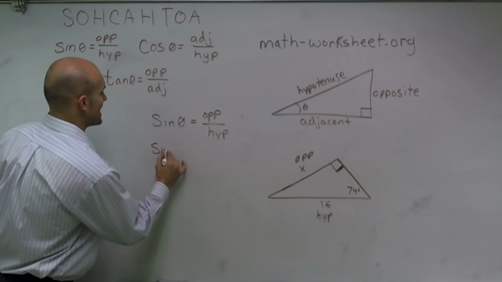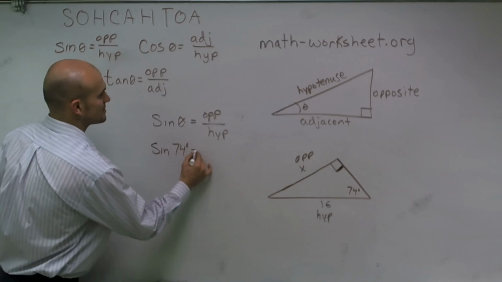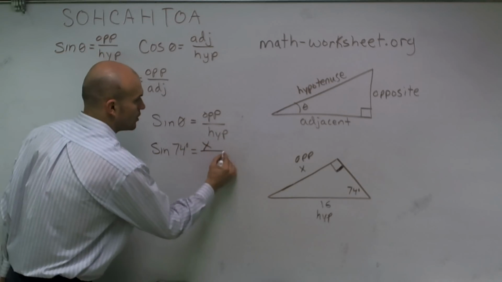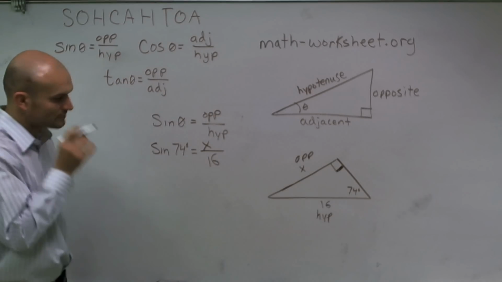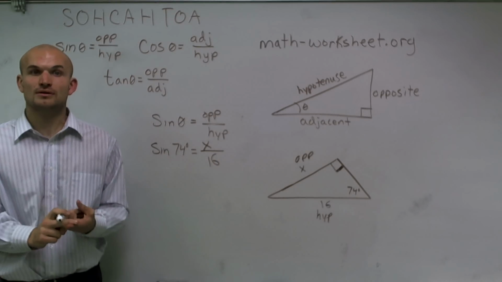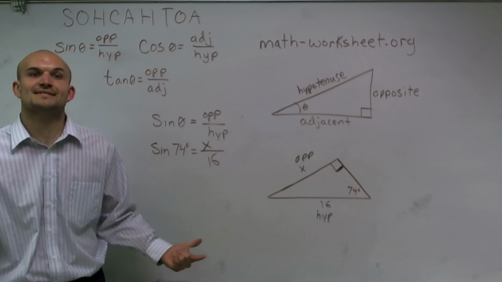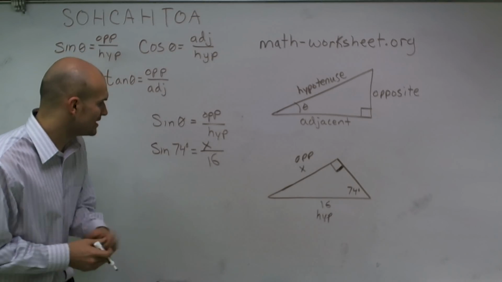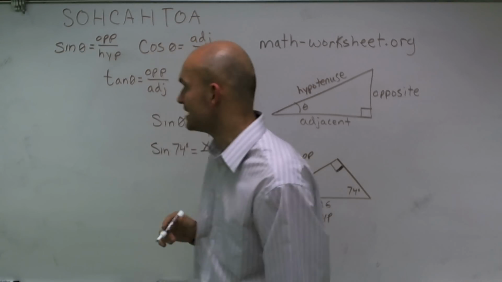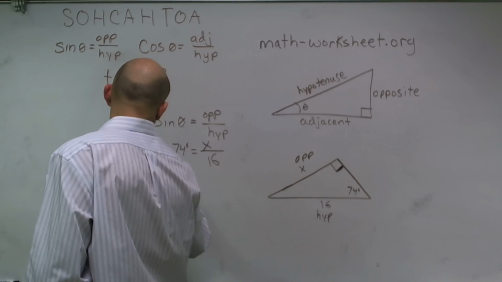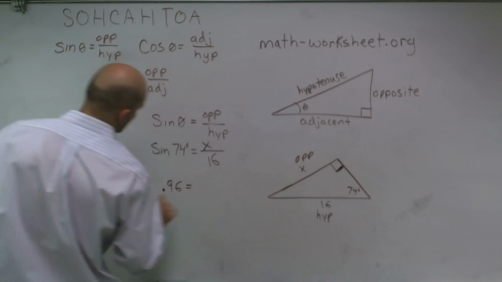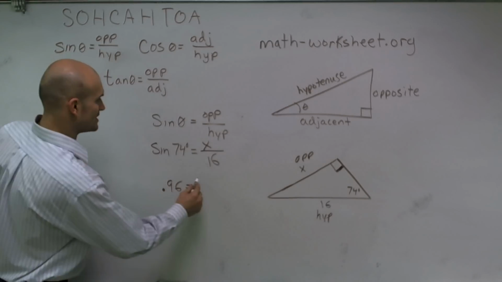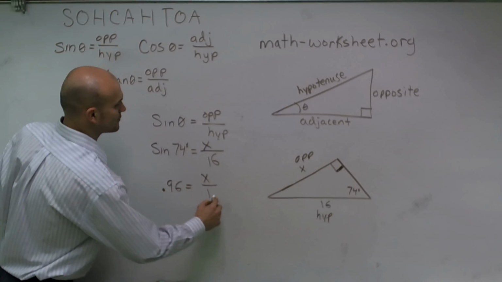Now remember, theta represents your angle. So I'm going to say sine of 74 degrees equals my opposite side, which I do not know, so it's x, over 16. Now it's going to be helpful to either have a table of your trig values or to use a scientific calculator to figure out what sine of 74 is. So I evaluate sine of 74, and what I obtain is 0.96. So when I round it, sine of 74 is 0.96, and that equals x over 16.